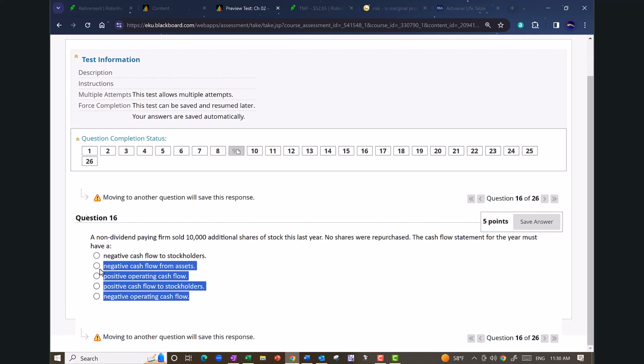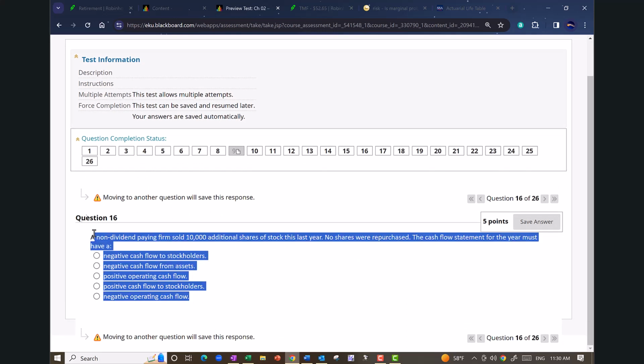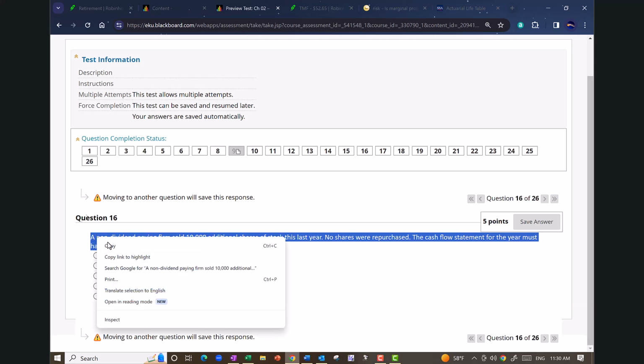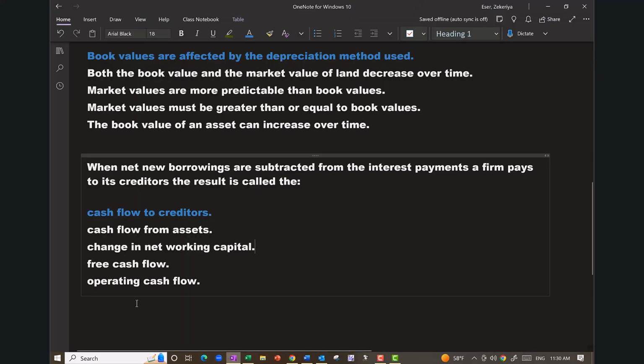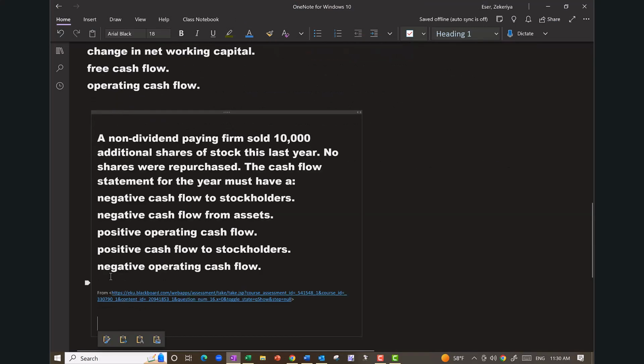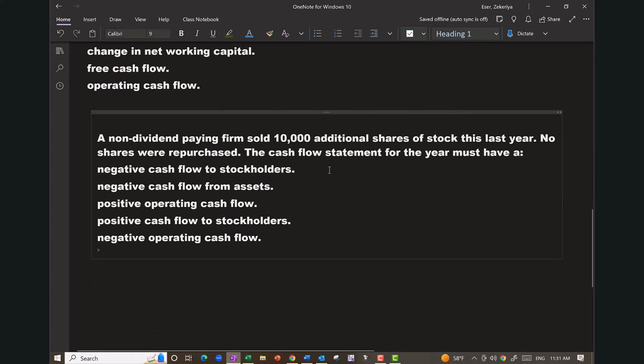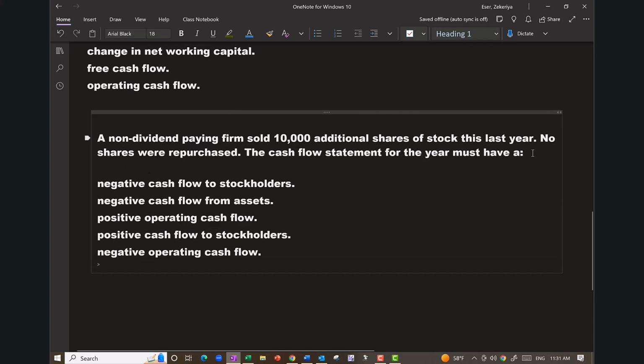Okay, I had a lot of leakage on this question. Again, if you thought about it and spent time on it, just because it sounds simple doesn't mean you shouldn't think about it. A non-dividend paying firm sold 10,000 additional shares of stock this last year.